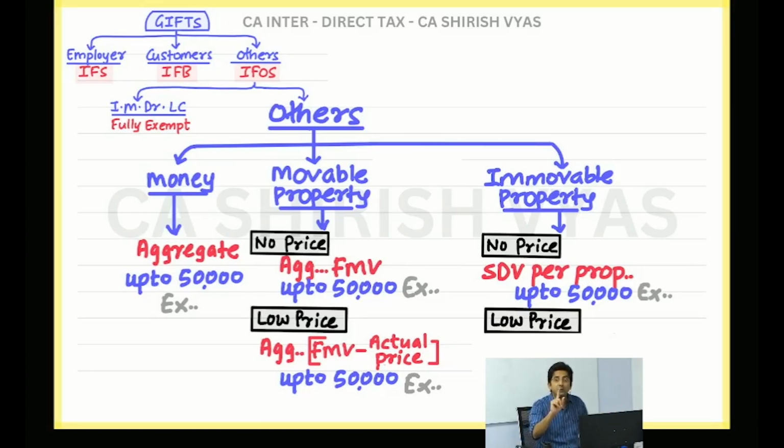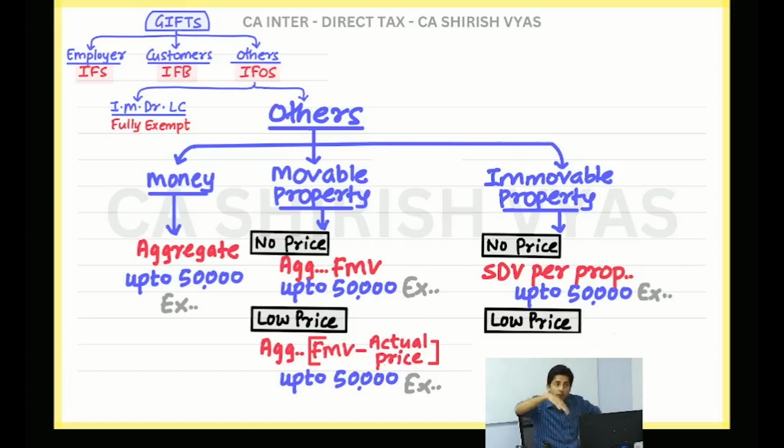But don't check with 50,000 only. Up till now, everywhere what are we checking? Up to 50,000 exempt, greater than 50,000 will be fully taxable. But in immovable property, apart from 50,000, there is one more rule, 10% of the actual price. And then, which figure is given importance, 50,000 or 10%? The one which is higher.